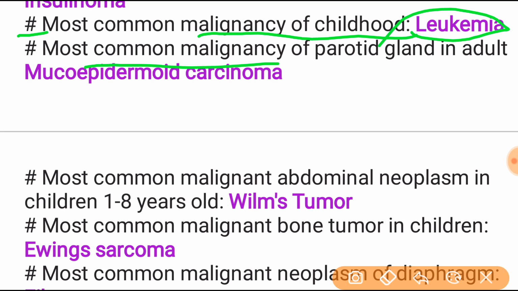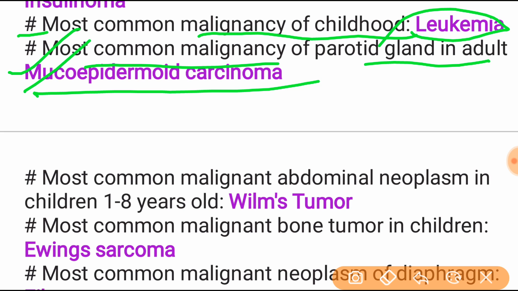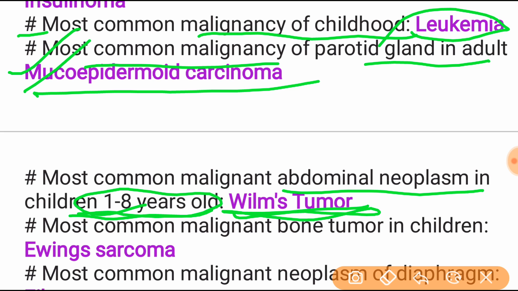The most common malignancy of the parotid gland in the adult is mucoepidermoid carcinoma. This is also most important. And the most common malignant abdominal neoplasm in children 1 to 8 years old. You have to remember 1 to 8 years old, it will be Wilms tumor. The most common malignant bone tumor in children is the Ewing sarcoma.